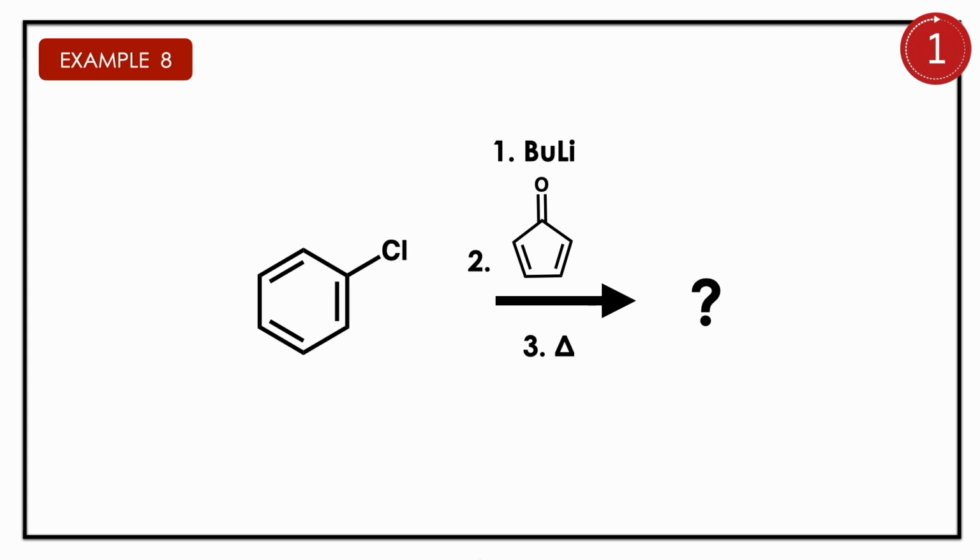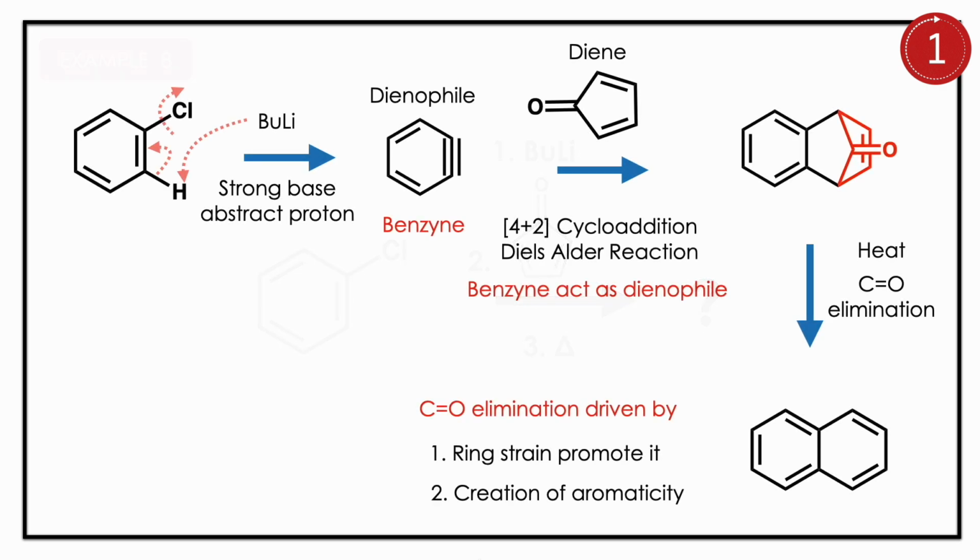Then the next example, you have chlorobenzene. You are reacting with butyl lithium and cyclopentadienone and heating it up. You should find what will be the final product. Here you have chlorobenzene. You are using the butyl lithium. Butyl lithium is the strong base. It abstracts the proton. The abstraction leads to the nucleophile, the anion. The anion has to be quenched. So chlorine leaves. You have benzyne formation.